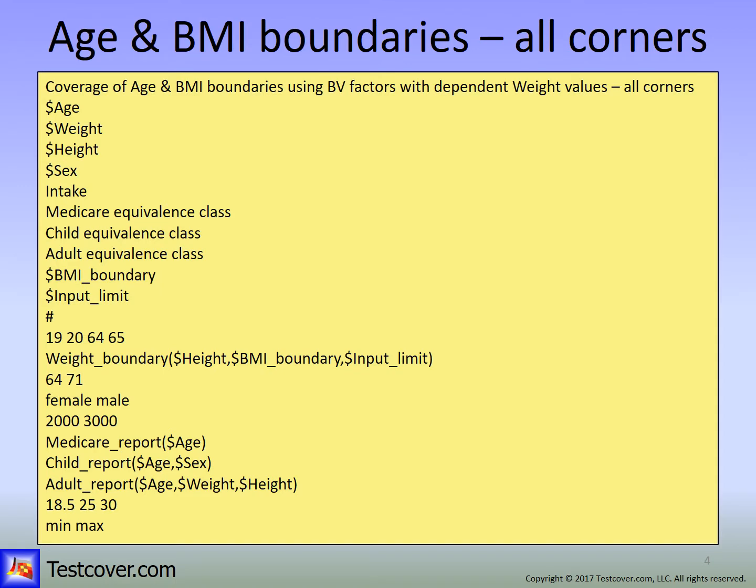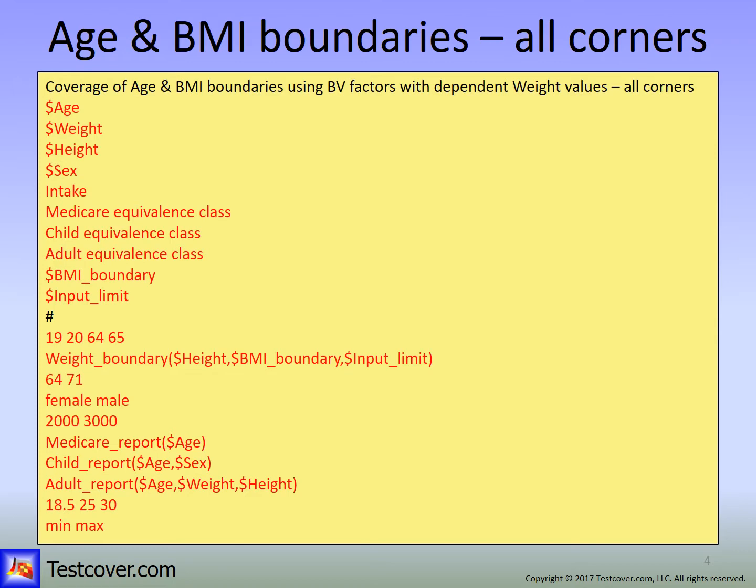This request generates test cases for age boundaries and for BMI boundaries. The age factor has its boundary values. The height, sex, and intake factors have the same values as before. And we have the 2 new factors, BMI boundary and input limit. The weight input values are given by the weight boundary function. It's a combination function, so it will be evaluated for all combinations of its arguments, and its values will be paired with the other factors.